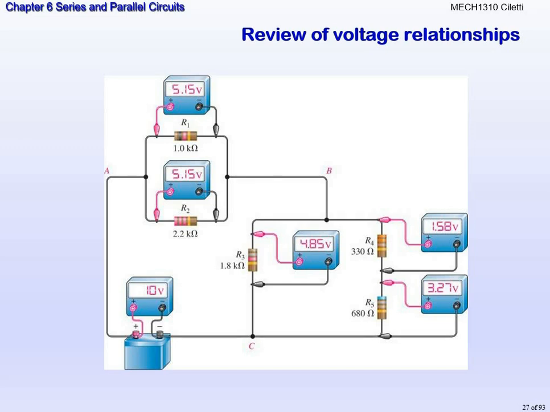R3 is in parallel with a series combination of R4 and R5. If we look across R4 and R5, that series combination has to equal the total voltage of 4.85. That's the total voltage drop across R4 plus R5. So we see that 1.58 plus 3.27 equals 4.85, because their series combination has to equal the same voltage drop as R3, because that series combination of R4 and R5 is in parallel with R3.